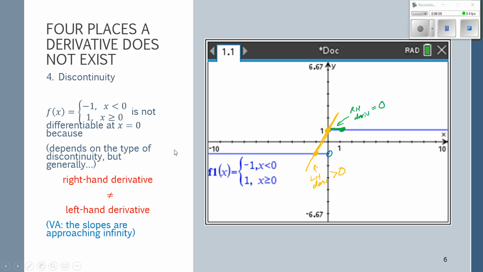But for the most part, with discontinuities, these are so common that if they ask you, how do you know your function is not differentiable, it's okay to just say, because there's a discontinuity. The other places it's not differentiable, we have to actually talk about it being because left-hand and right-hand derivatives aren't the same, or because with a vertical tangent, the slope of the function is infinite.